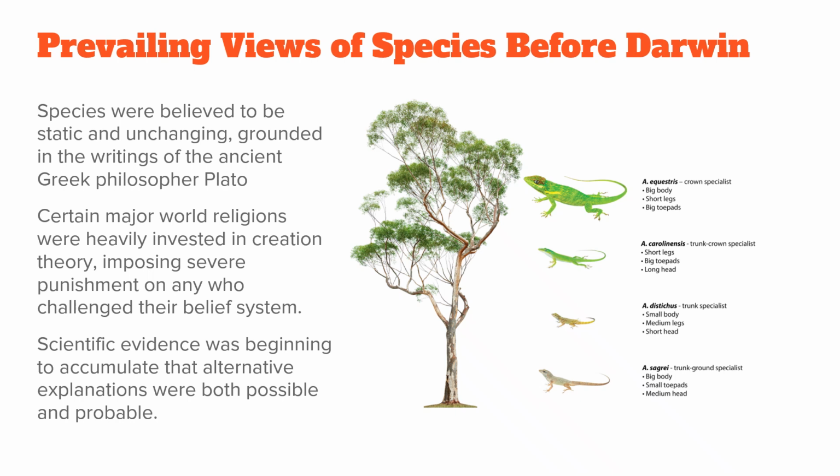Before Darwin, many philosophers and religious traditions framed species as fixed and unchanging. This view was influential for centuries. But as scientists gathered data, including fossils, biogeographical data, and comparative anatomy, alternative explanations started to look plausible and testable, opening the door to evolutionary thinking.